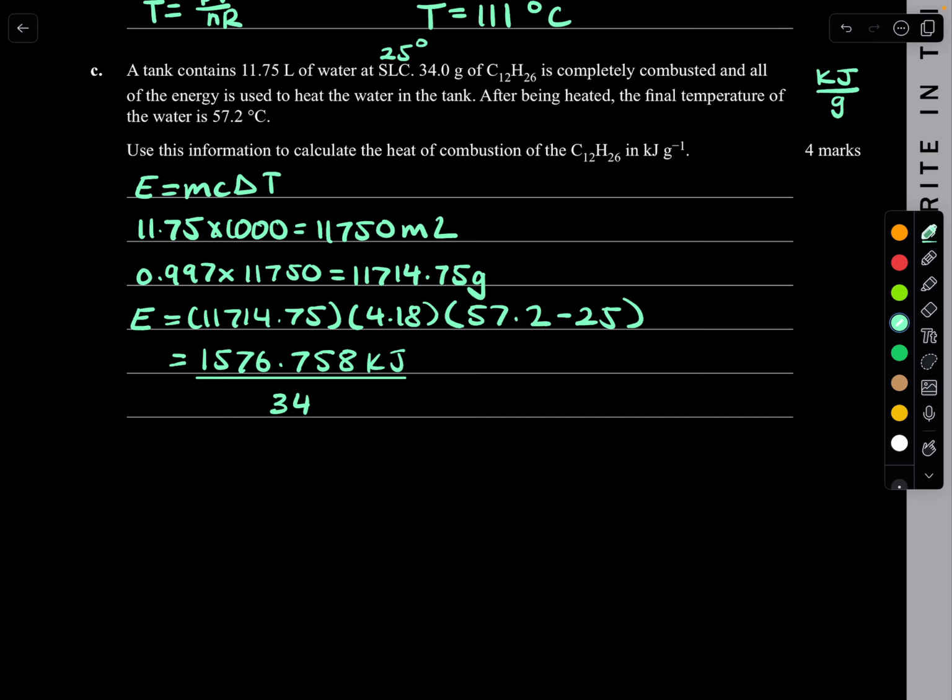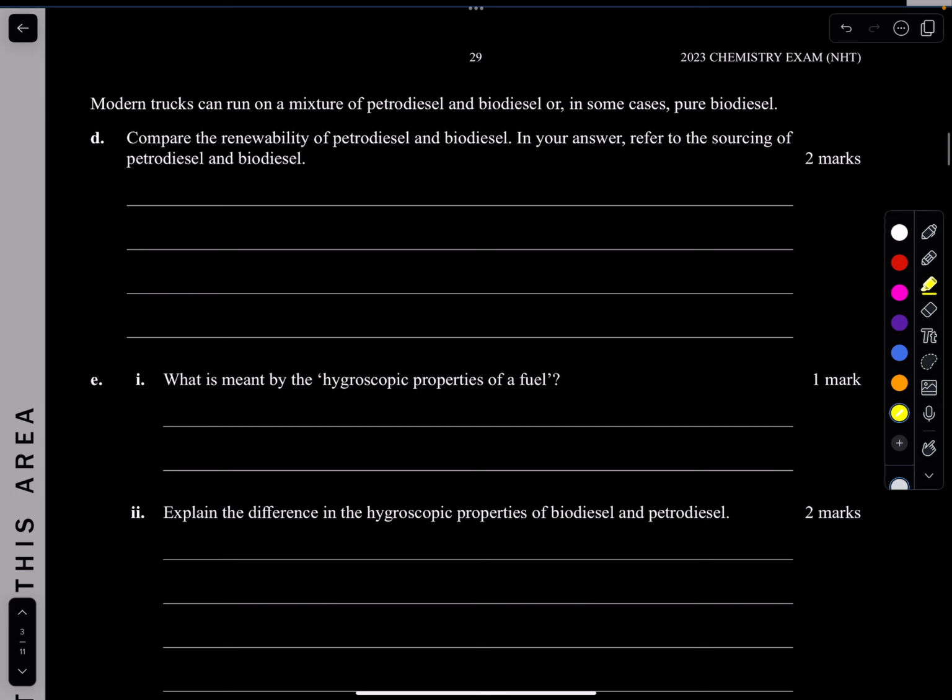We get basically our enthalpy change, so your heat of combustion. To how many significant figures? To 3 significant figures. So 46.4 kilojoules per gram. Done. Very beautiful and easy question. Let's do the next question.